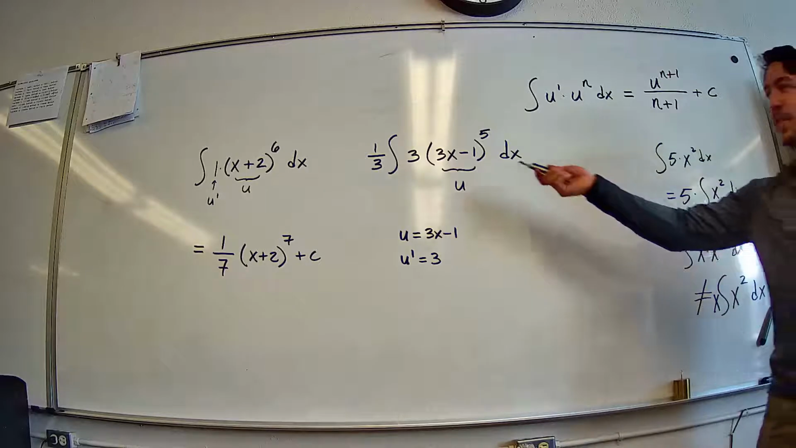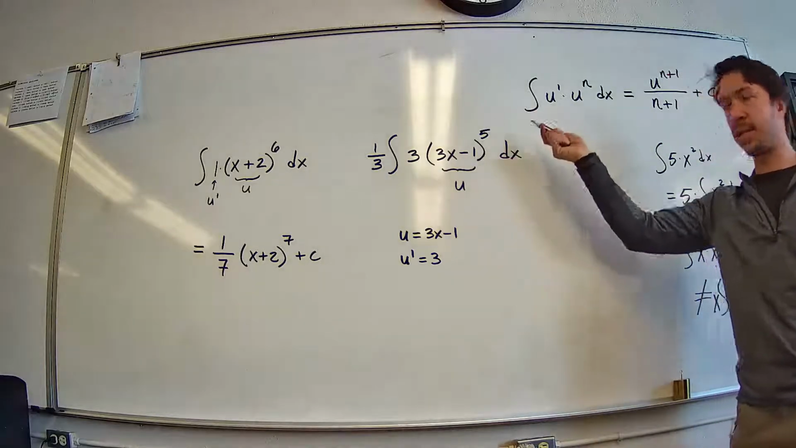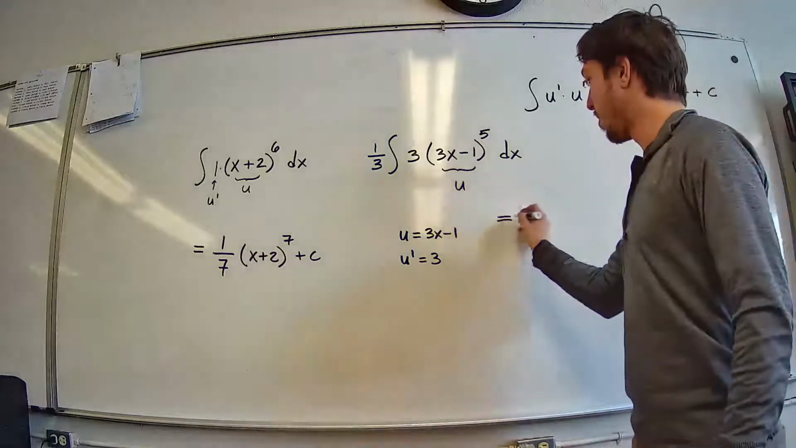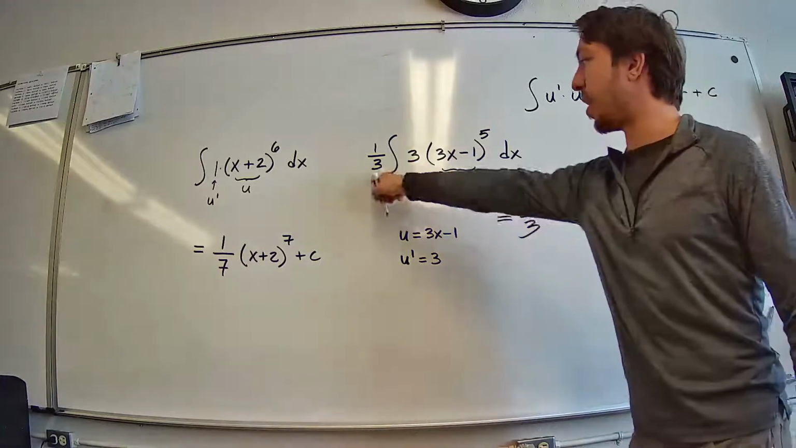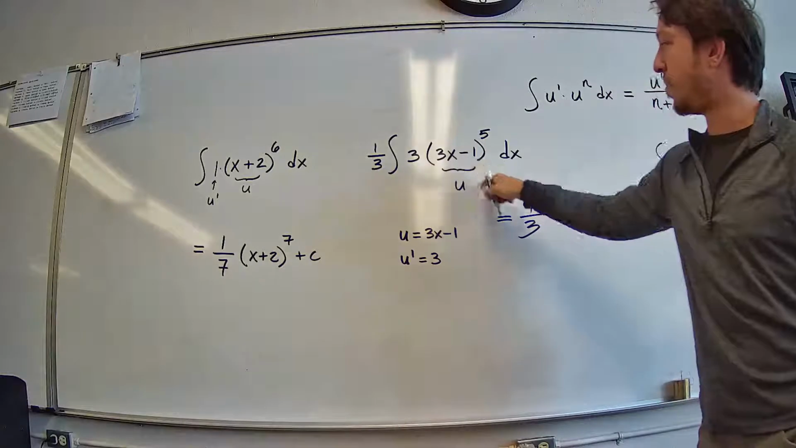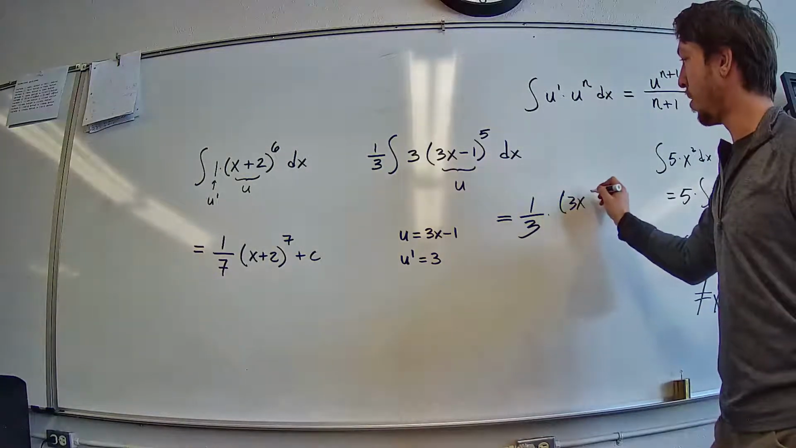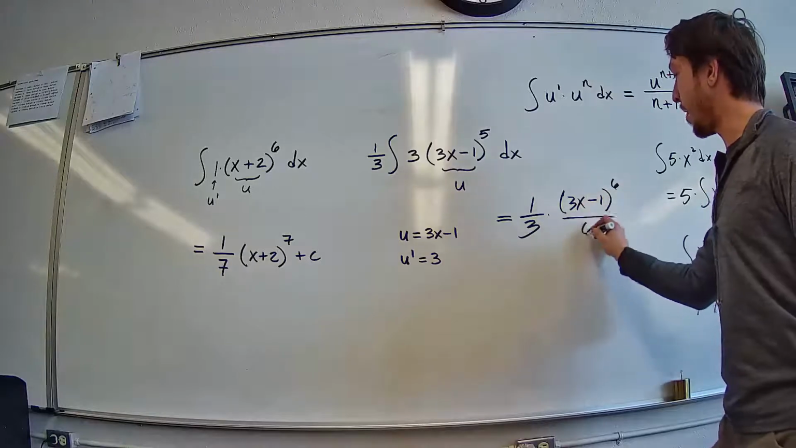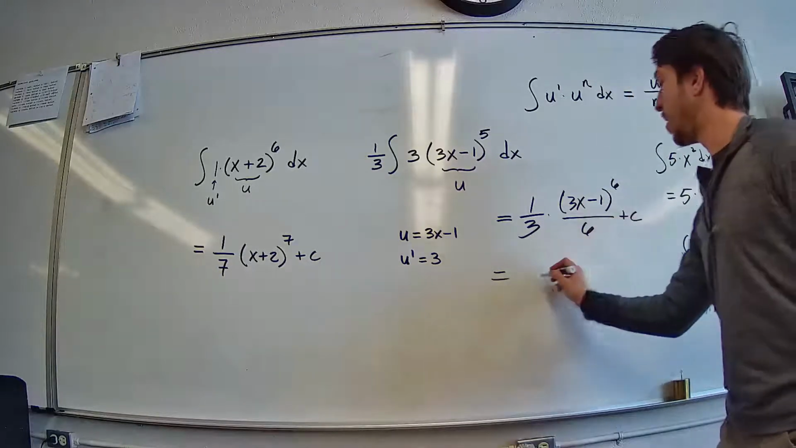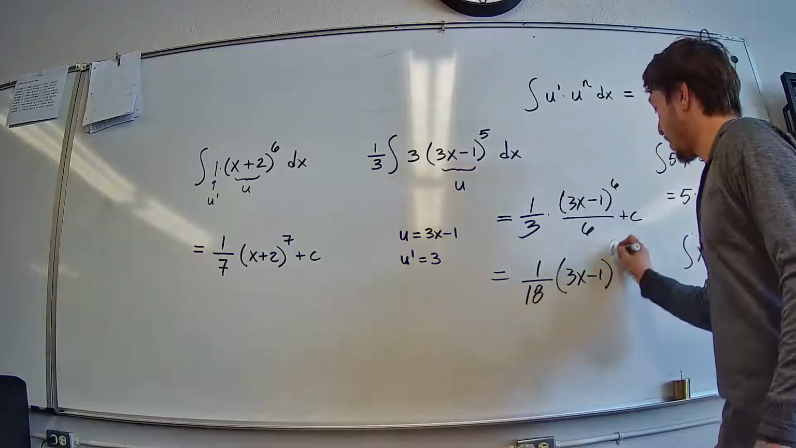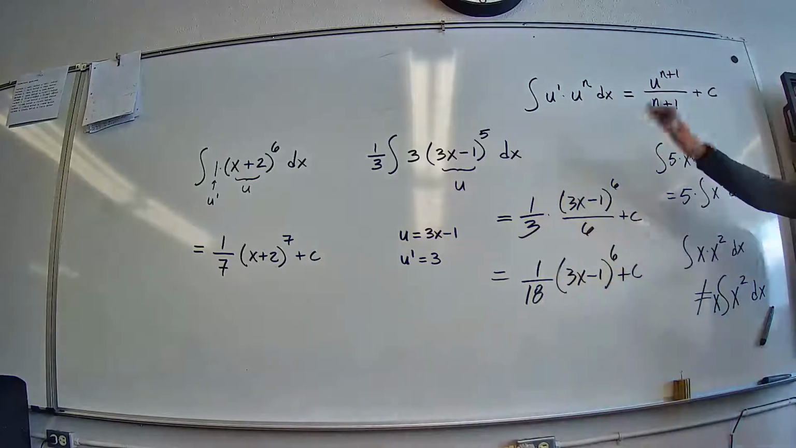Well, hold on. So Lillian, the answer is just 1/3 times u to the 6th over 6. That's just the rule. So the 1/3 is out there. You've got your u prime times u to the 5th. So you'd go 1/3 times u to the 6th over 6, and then you'd simplify that as 1/18. There you go, there's the answer.